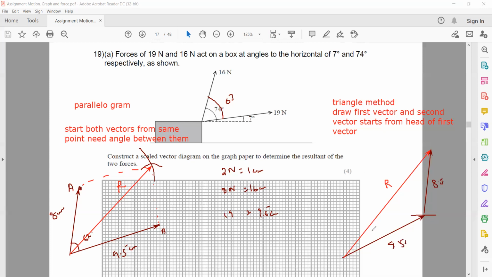So both are the same techniques, but the only difference is in a parallelogram, we start both vectors from the same point and the diagonal is the resultant. But in a triangle diagram, we draw the first vector, then from the head of the first we draw the second vector, and the resultant is from the tail of the first to the head of the last. Is it clear? Both methods to find the resultant.